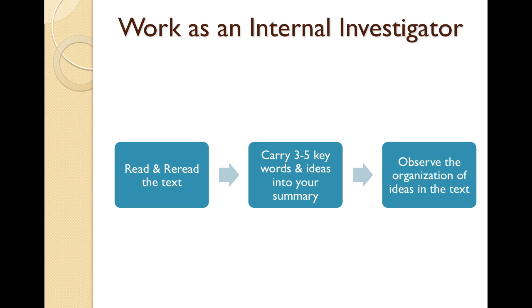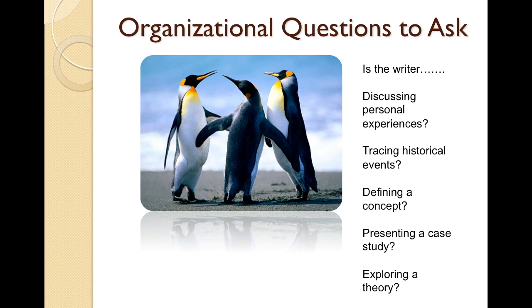Your next job as the investigator is to look at how the information is organized. Is the writer discussing a number of personal experiences, explaining a particular procedure, giving a historical trace of significant issues in history, defining a concept, presenting a case study, exploring a theory? You will most likely find a few organizational elements that you can pick out to mention to the reader. Once you identify these various organizational elements, you should directly mention them in your summary. Remember, your job is to make the life of the reader easier by decoding this mass of information.